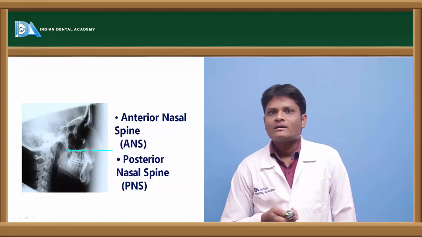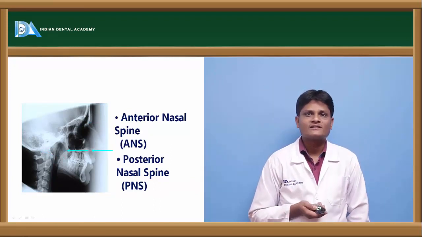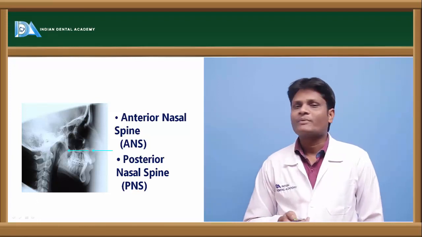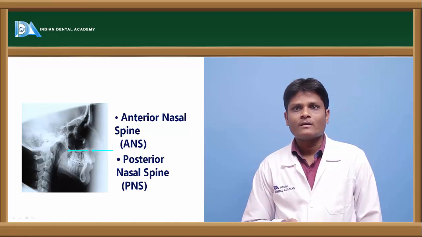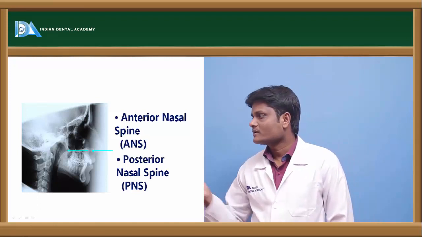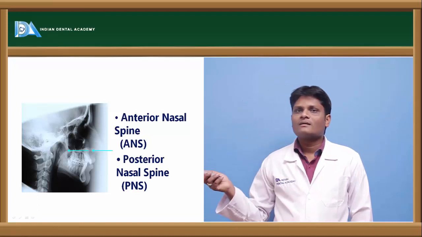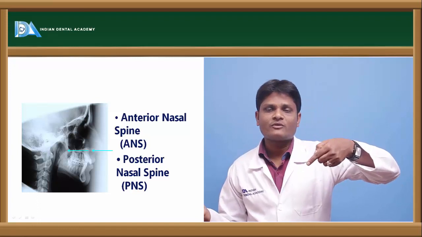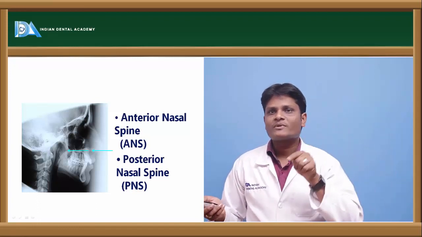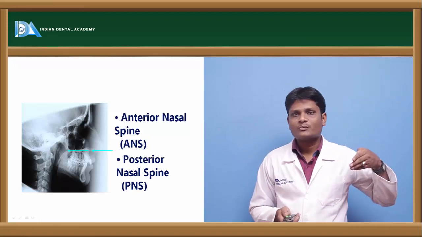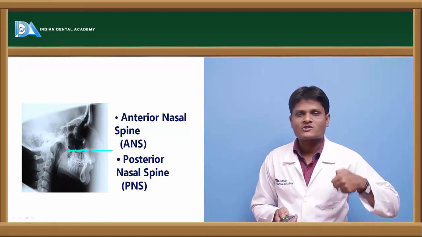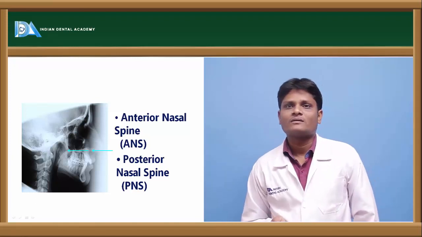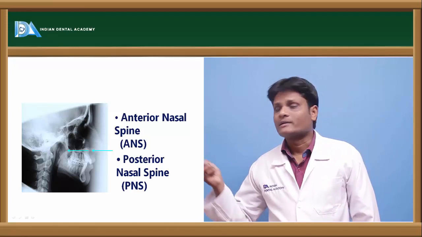Anteriormost point on the hard palate is called anterior nasal spine, whereas posteriormost point on the hard palate is called PNS or posterior nasal spine. Usually it is very difficult to locate the posterior nasal spine. You can see the pterygomaxillary fissure points towards the PNS. So once you identify the teardrop shaped pterygomaxillary fissure on the lateral cephalogram, it will be easy to trace the posterior nasal spine.